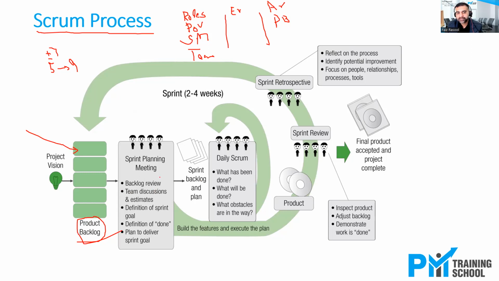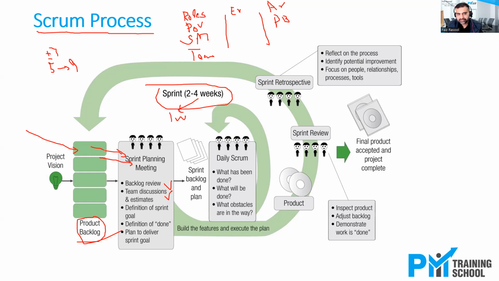Now, what the team does, the team basically takes the prioritized items in the sprint planning meeting, they review it, they discuss it, they size and estimate the work that needs to be done, and they determine the definition of done, how we will consider each work is done, and then deliver it over the period of 2 to 4 weeks, but we really prefer it shorter. We want it, for example, 1 week.